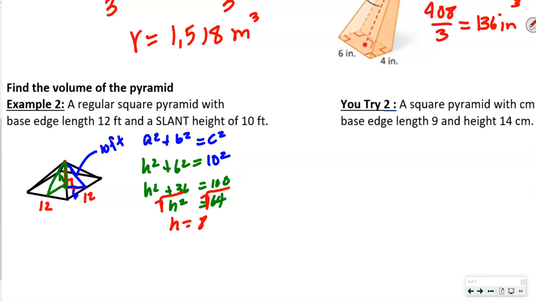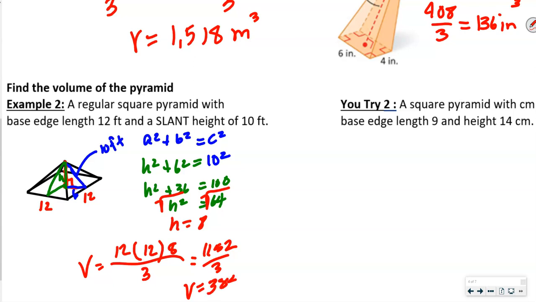So now we have our base, which is our 12 by 12, and our height, right? So we're going to go 12 times 12 times 8. We're going to divide all that by 3 to get our volume. That's going to be 1,152. We're going to divide the whole thing by 3. So our volume is going to be equal to 384. And again, this is going to be feet cubed.